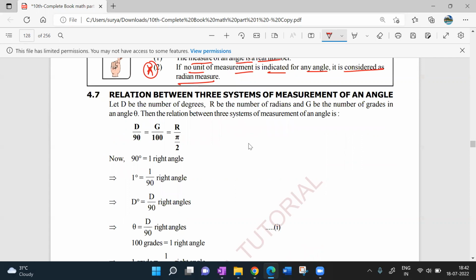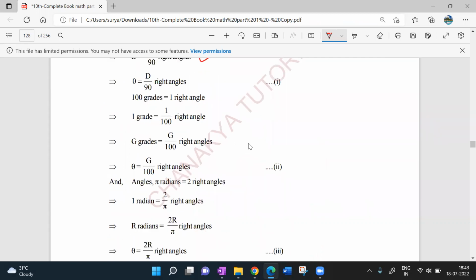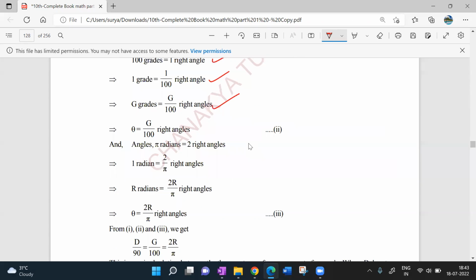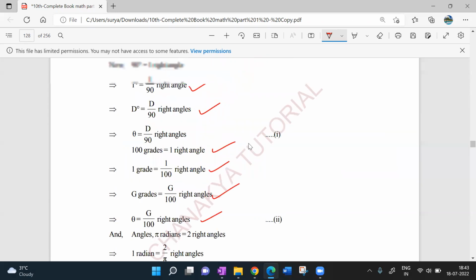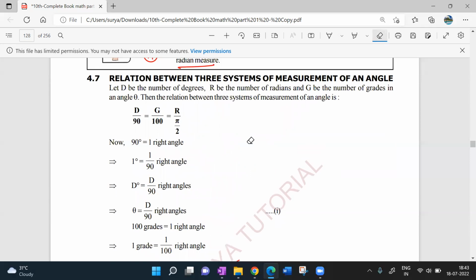Now look at this here. 90 degrees equals 1 right angle, so 1 degree is equal to 1 by 90. Very simple. Degree is equal to d by 90. Above, 100 grades is equal to 1 right angle, so 1 grade is equal to 1 by 100. Grades is equal to g by 100. You need not remember all this. Just remember one relation here.